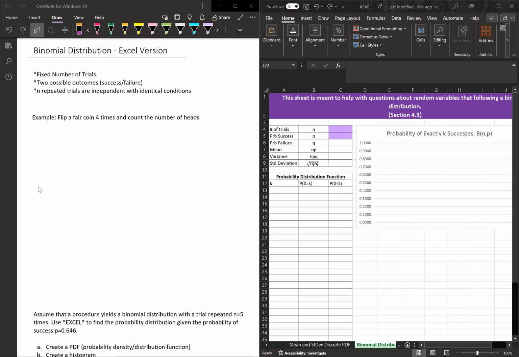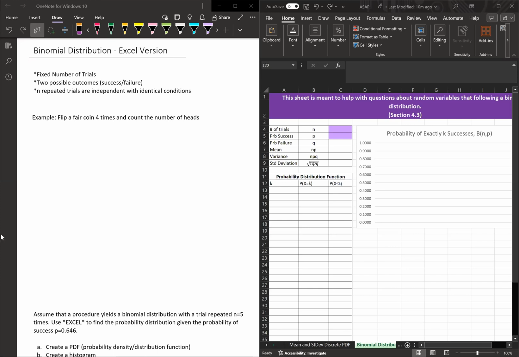Just remember that a binomial distribution is a fixed number of trials, typically the number n. We have two possible outcomes, success or failure, and then each trial that's repeated is independent and it has identical conditions. So you could think about this as rolling a single die 10 times. You could think about this as flipping a coin 13 times, whatever it is.